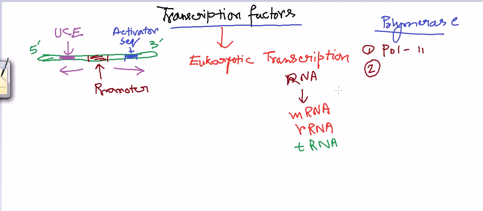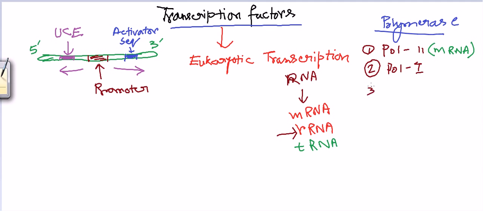So there are three different polymerases for transcribing each of these RNAs. Polymerase 2 is usually used for mRNA synthesis, and we know that mRNA is required most of the time. That's why this is very important. And there is another, which is called polymerase 1. Polymerase 1 is responsible for the transcription of rRNA components.